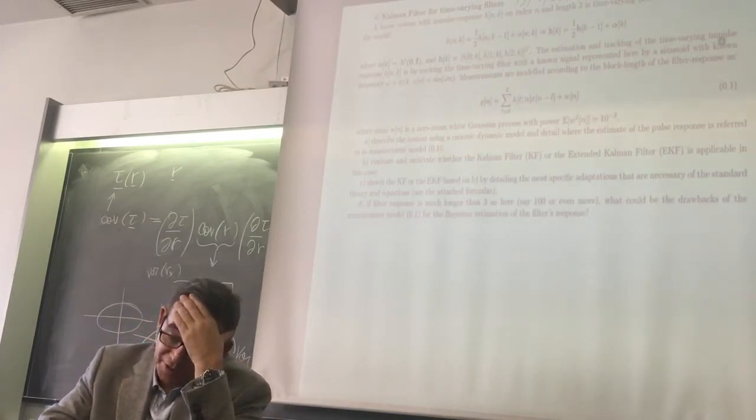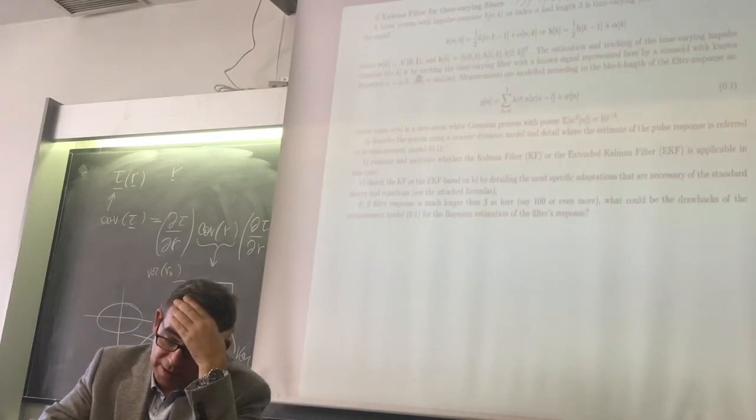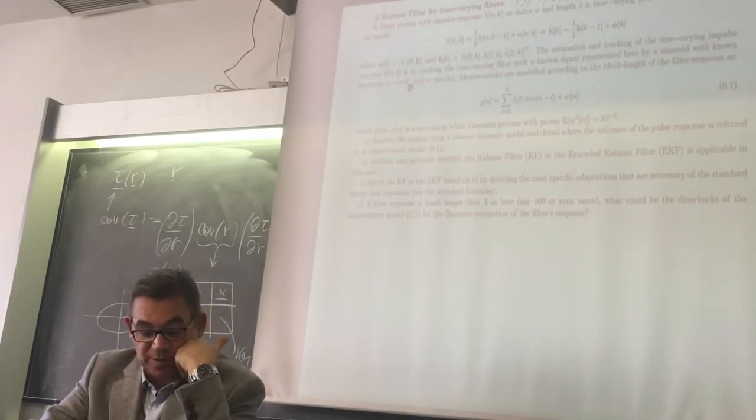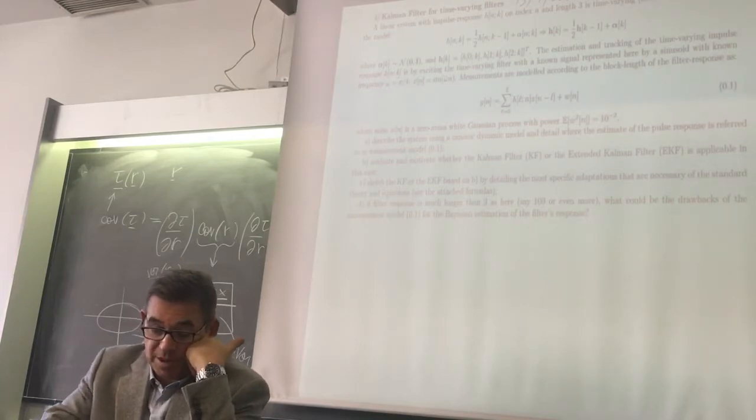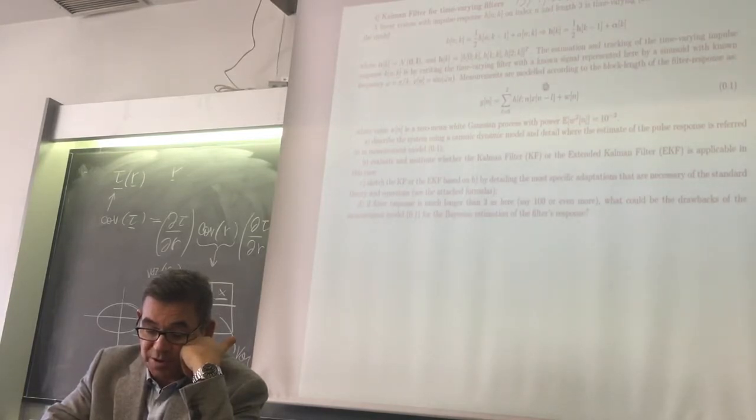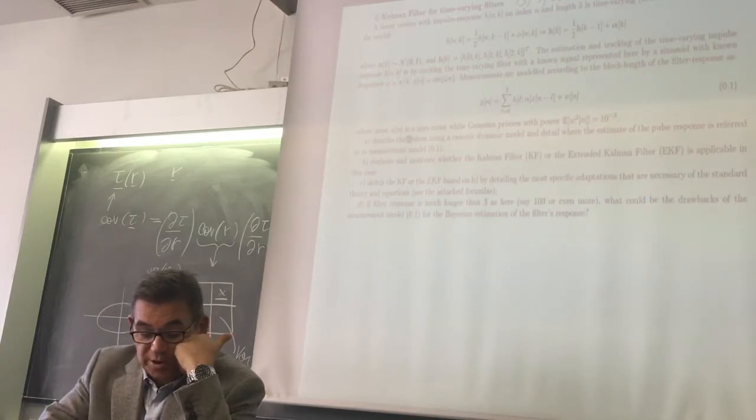The estimation and tracking of the time varying impulse response is by exciting the time varying filter with the known signal represented here by a sinusoid with known frequency. Omega is equal to pi. So the excitation is x_n equal to sine omega_0 times n. Measurements are modeled according to the block length and filter response as this. So this is the input-output relationship, and that is the evolution of the state. Okay, so we know everything. Where noise is zero mean white Gaussian, blah blah blah, with power, blah blah blah.